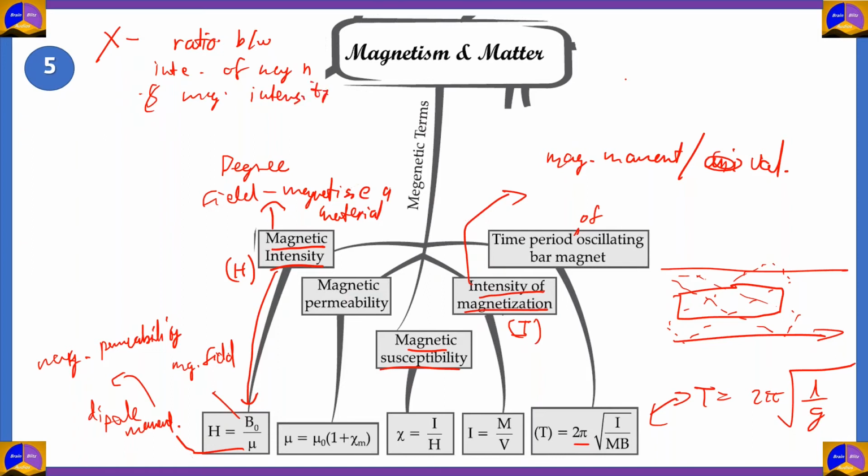So it is just basically intensity of magnetization divided by magnetic intensity. And that's why the formula for Xi, which is the symbol for magnetic susceptibility, is I divided by H.